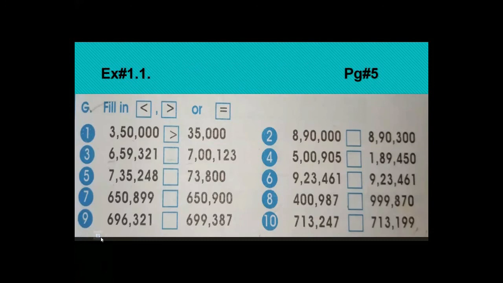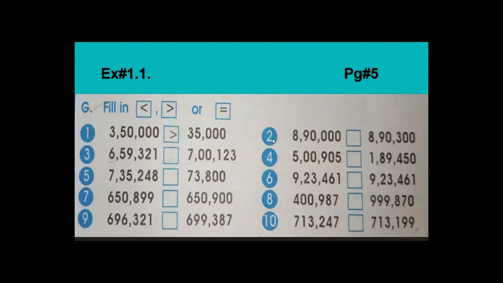Now look, the last part of exercise 1.1, that is part G, page number 5 of your books. Here you just compare both these numbers as I already told you. First of all, look here, one question is solved for you. Units, tens, 100, 1000, 10,000. These are only 5-digit numbers and these are 6-digit numbers. Here you see 3 of both are the same, but what's the difference here? So obviously the greater sign is on the 6-digit number.